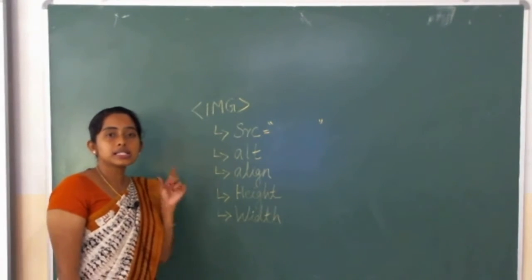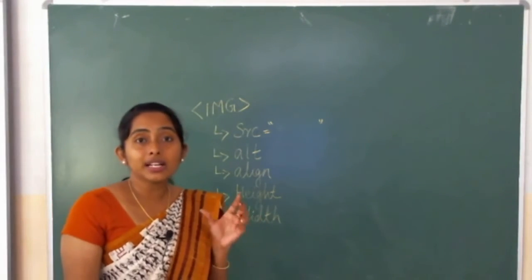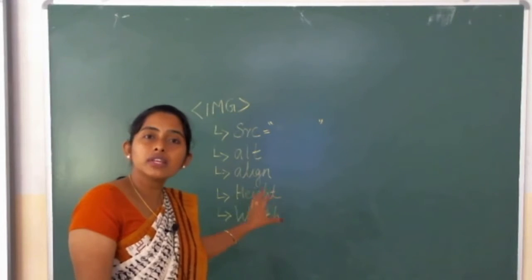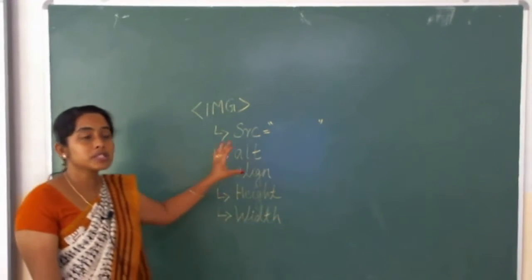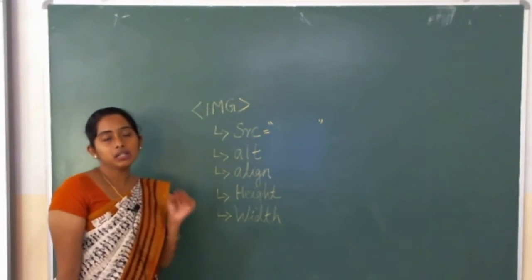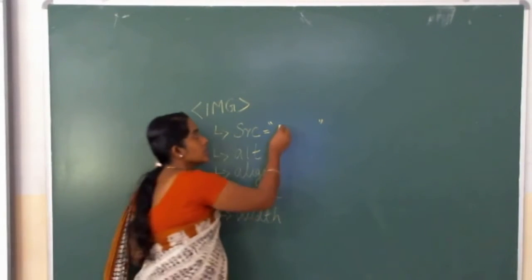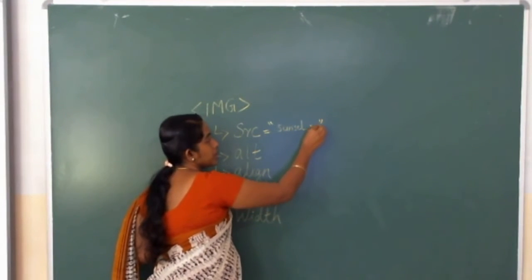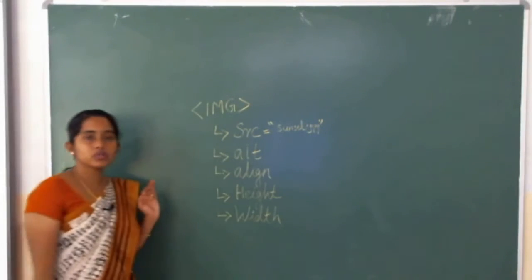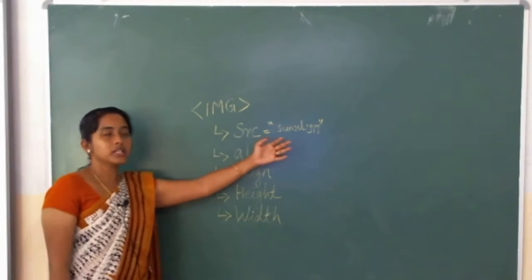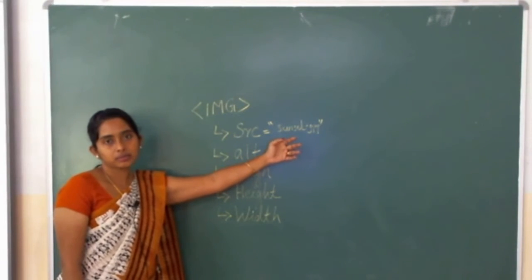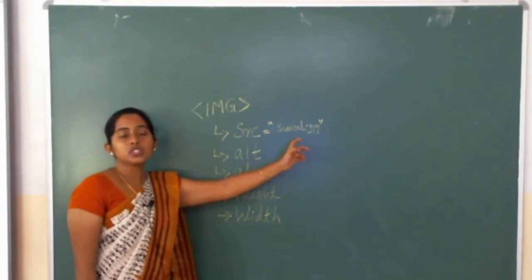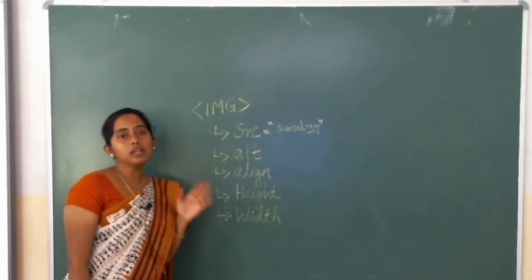Otherwise, if you are saving the image in the particular folder where you are saving this HTML program, you can specify here just the name of the picture. That means if it is a picture of a sunset, you can give sunset.jpg. The extension also you have to mention. Like that you can mention the source path. So the usage of src is for mentioning the picture file name, otherwise the source of the picture.